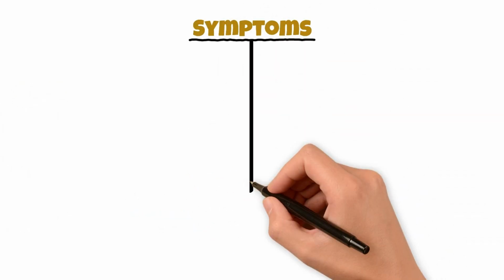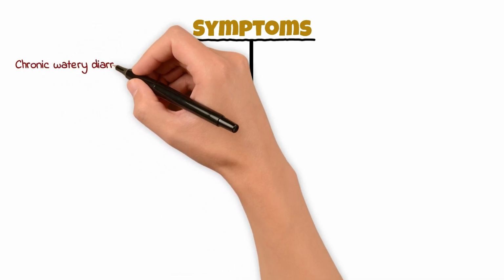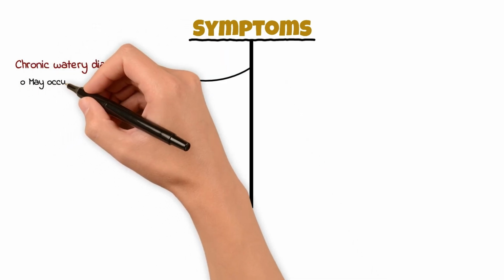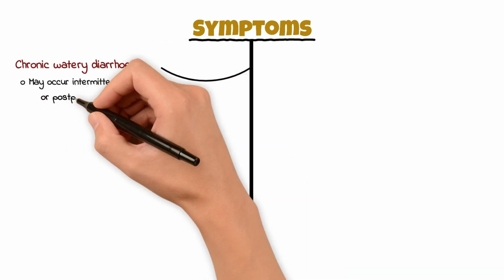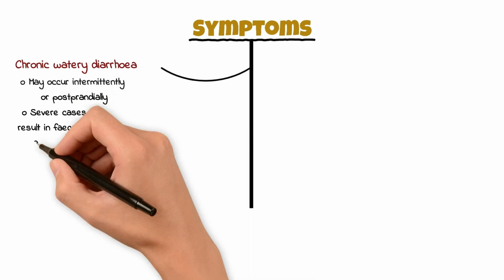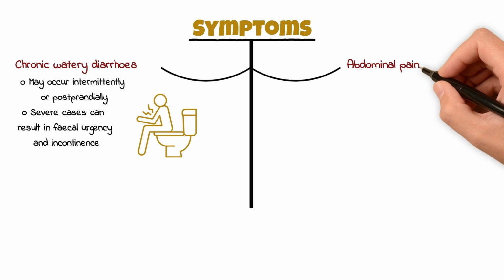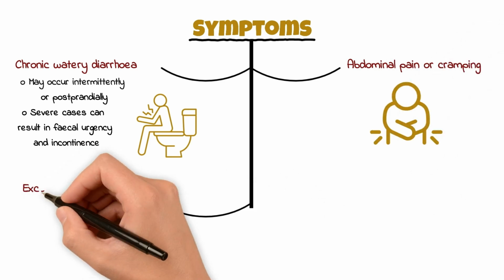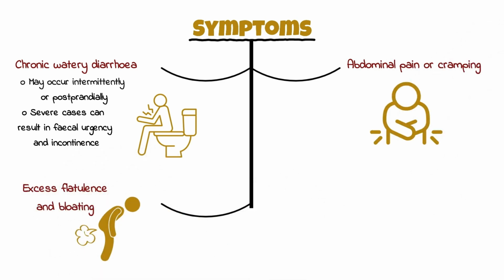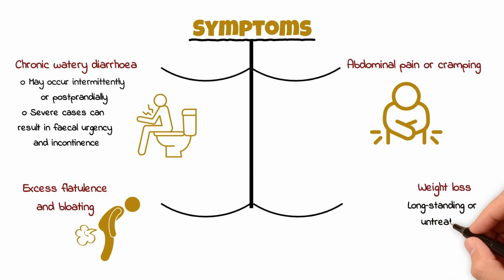Symptoms. Chronic watery diarrhea, this is the most common presentation, may occur intermittently or postprandially. Severe cases can result in fecal urgency and incontinence. Abdominal pain or cramping. Excess flatulence and bloating. Weight loss, particularly in long-standing or untreated cases.